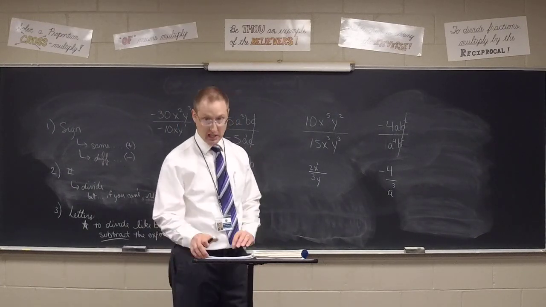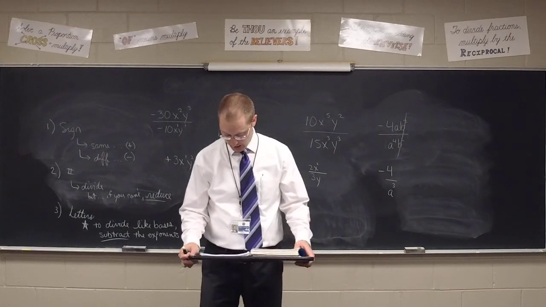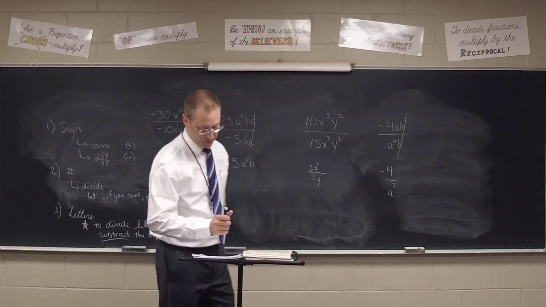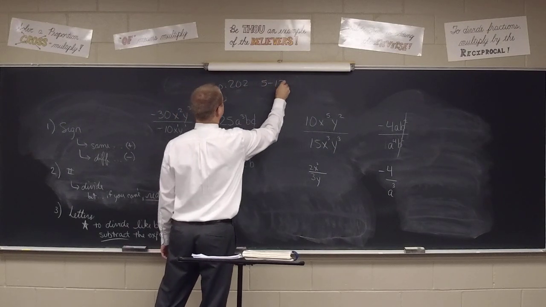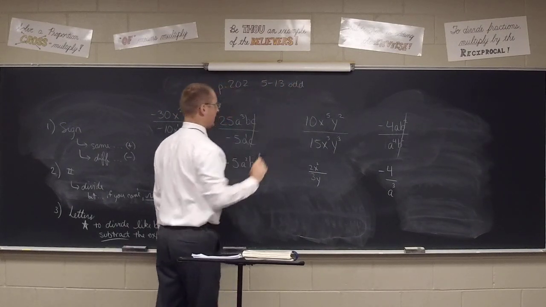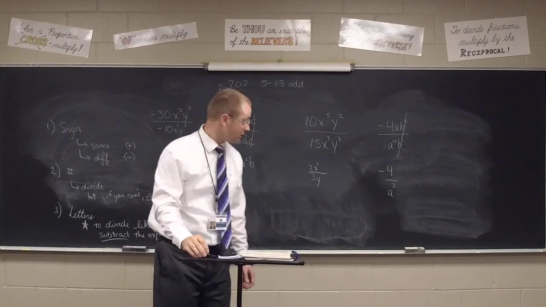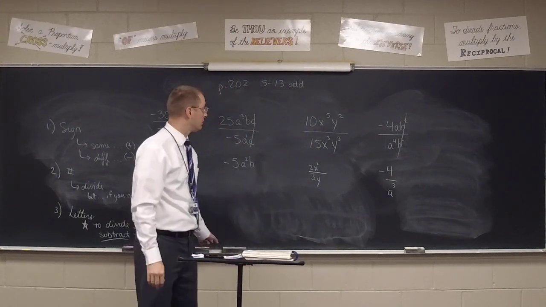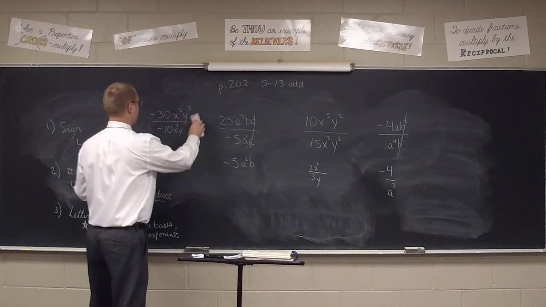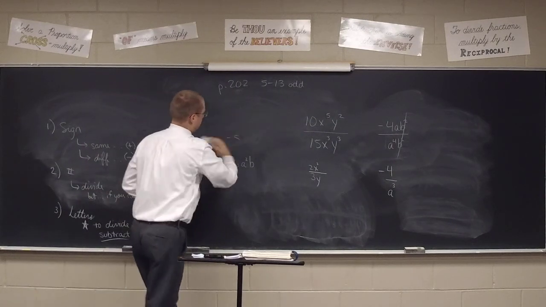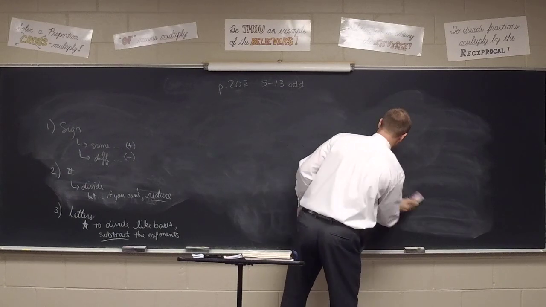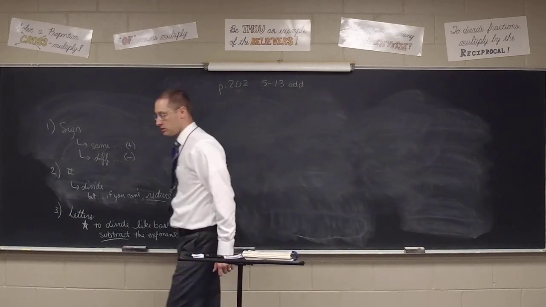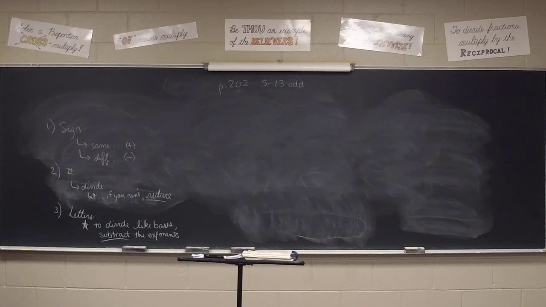Turn your textbooks to page 202. I want you to do numbers 5 through 13, the odd numbered problems. Page 202. Do 5 through 13, the odd numbered problems. Thinking through sign, number, letter. Good, good, but think quietly.